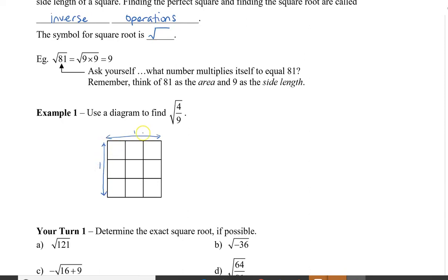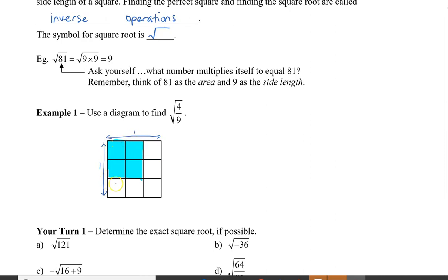So knowing that this is a length of 1 and our area is actually 4/9, we know that we have 9 squares in here. We're going to color in 4 of them, so I'm going to shade in 4. So this represents the fraction 4/9, because 4 squares are shaded out of 9.